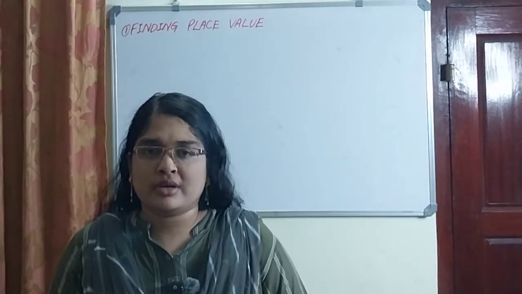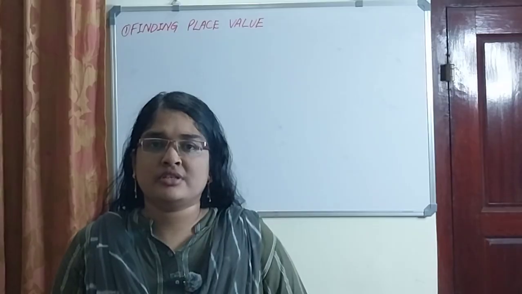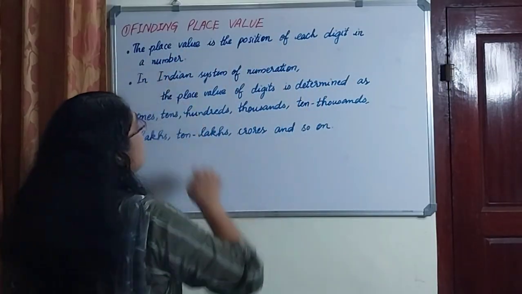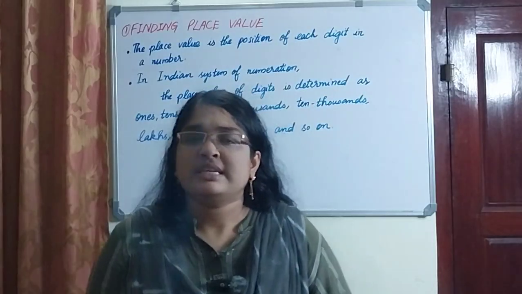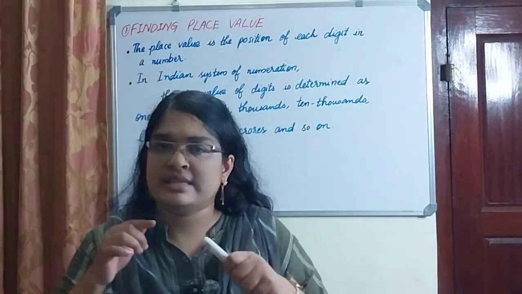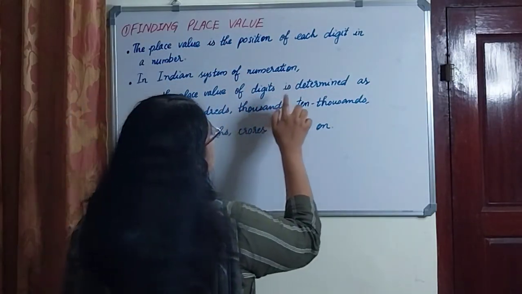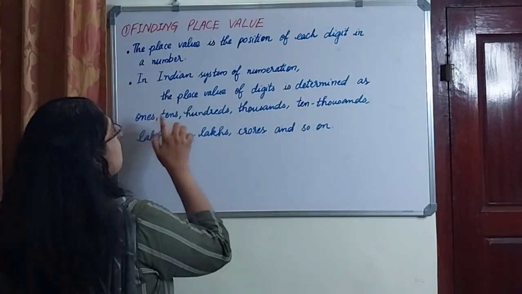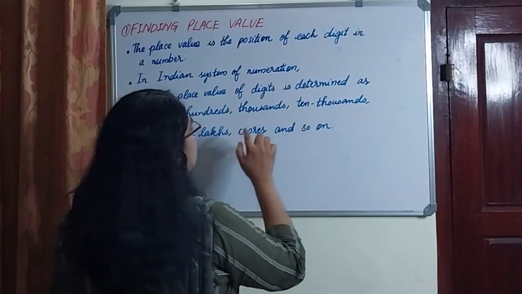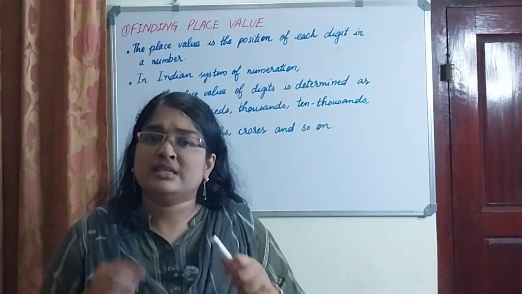The next topic is finding place value of digits in a number. Let's see the definition of place value. The place value is the position of each digit in a number. In a particular number, each digit has a certain position. This is called the place value of that digit. In the Indian system of numeration, the place value of digits is determined as ones, tens, hundreds, thousands, 10,000s, lakhs, 10 lakhs, crores, and so on. This varies according to the number of digits in that number.